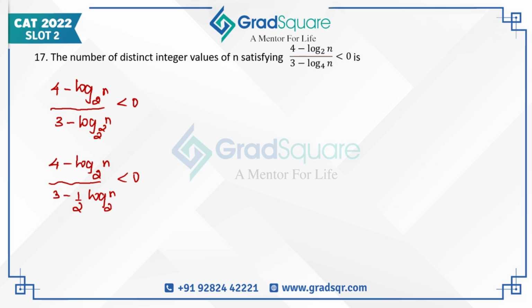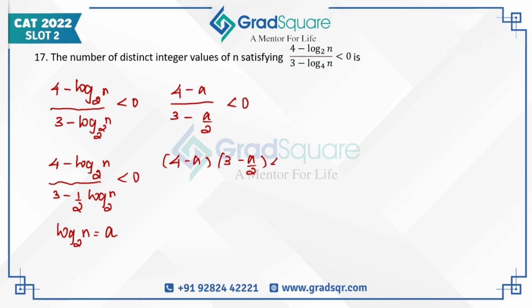0. Then I'm going to consider log 2 base n. I'm going to assume a variable for this because I have log 2 base n common in both numerator and denominator. I'm going to assume this as a. Then this expression will become 4 minus a divided by 3 minus a by 2 to be less than 0. Simplifying this, I'll get 4 minus a into 3 minus a by 2 to be less than 0.